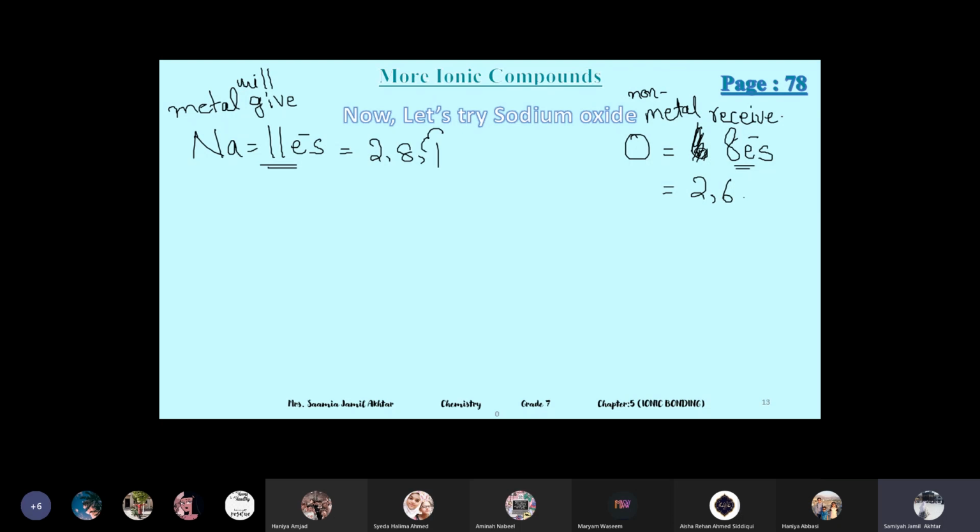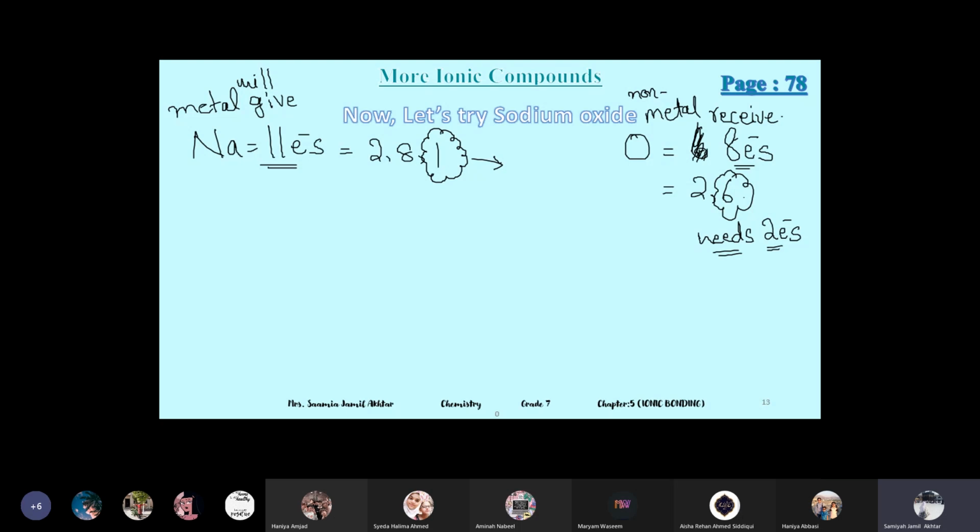Sodium has one extra electron. Sodium can donate that one electron, but oxygen needs how many? 2. Yes, it will take how many electrons to complete its shell? 2 electrons. Yes, very good. It needs 2 electrons because the second shell can hold a maximum of 8 electrons.